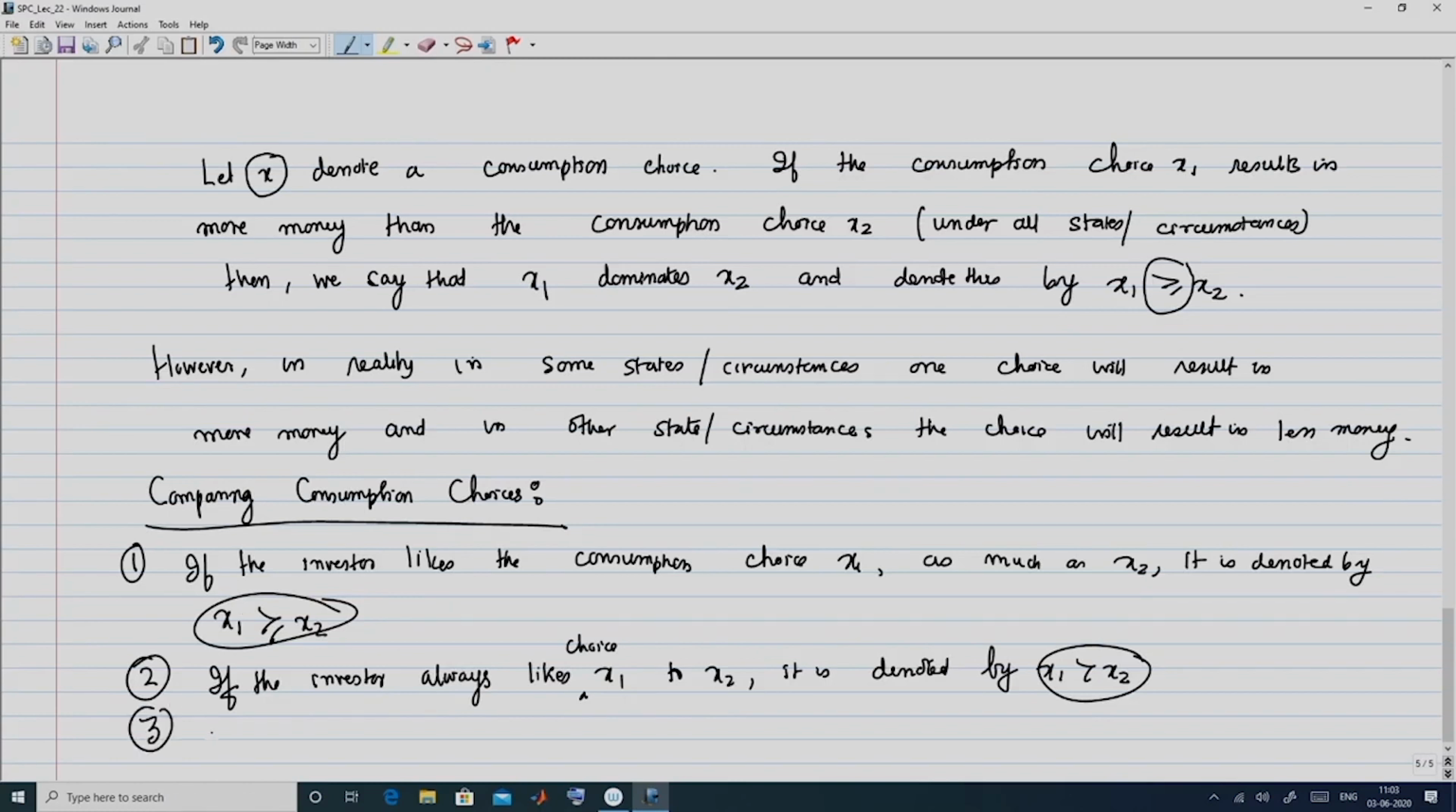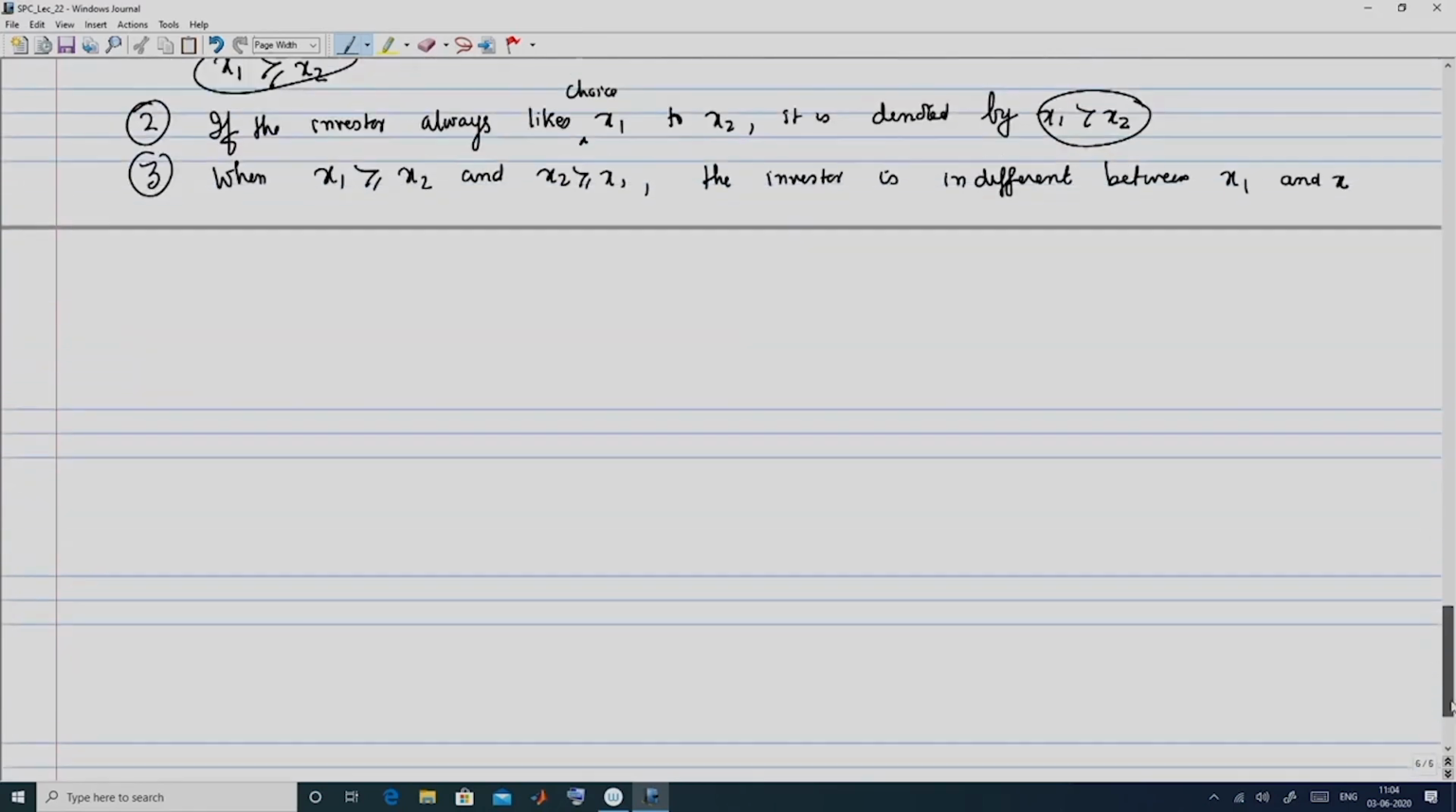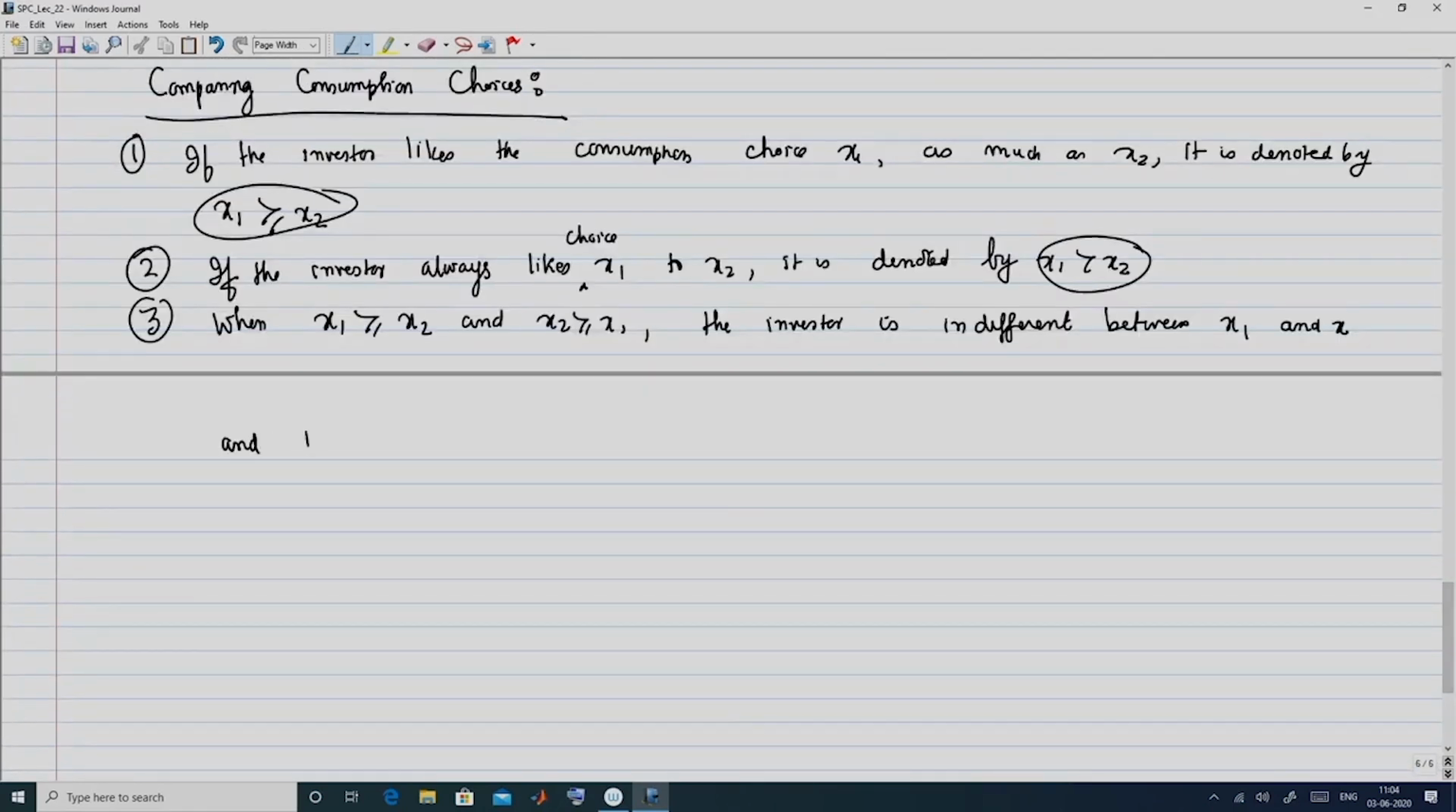And thirdly, when the investor likes choice x1 as much as x2 and x2 as much as x1, the investor is indifferent between the two choices x1 and x2, and this is denoted by x1 similar to x2.